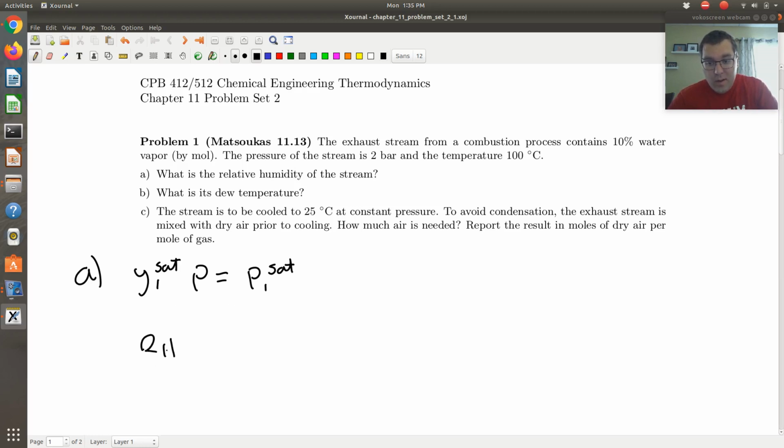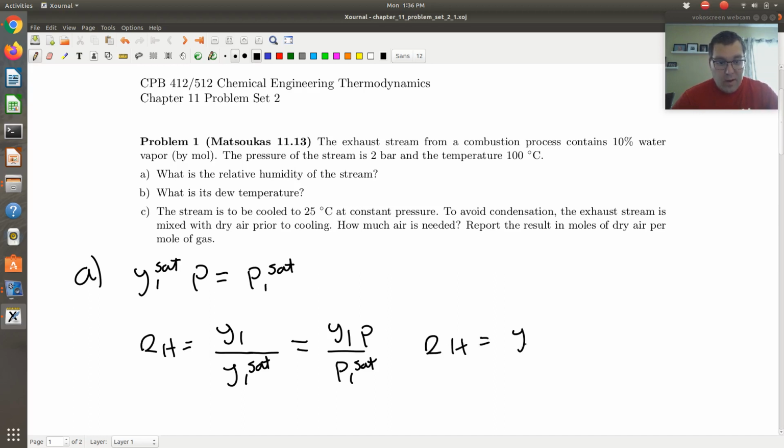So the relative humidity is just a matter of what's the actual vapor composition relative to that at saturation. How close am I to saturation? If I have a relative humidity of 1, I am at saturation. So for y1 sat, I'm going to plug in P1 sat over P, and I get the following expression. The relative humidity is just y1, my actual vapor composition, times P over P1 sat. So I would just go ahead and calculate my relative humidity as y1 P over P1 sat.